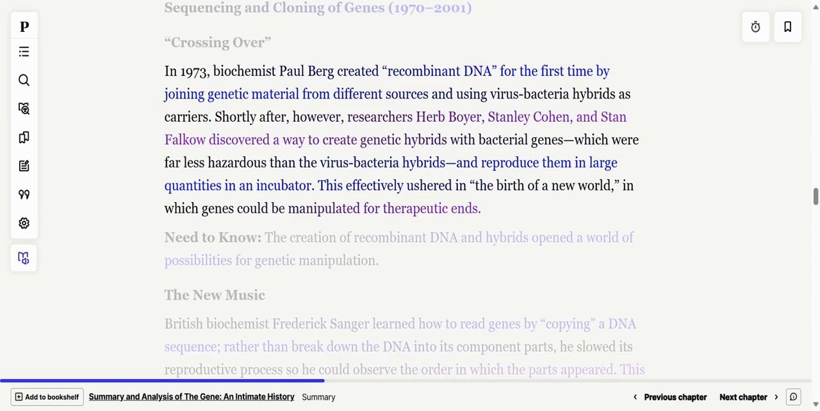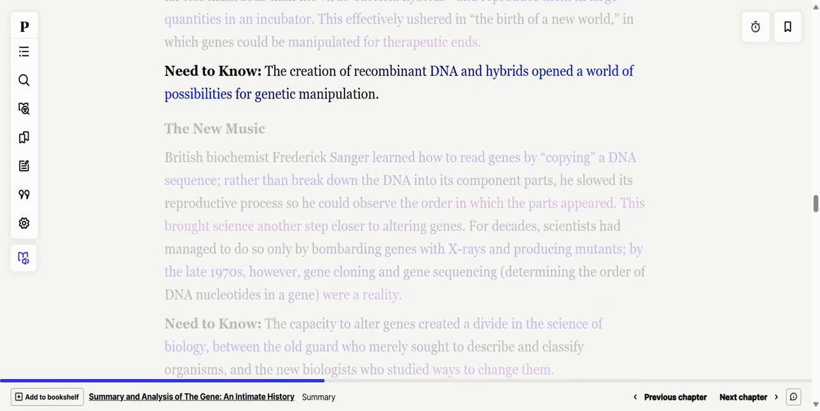The new music. British biochemist Frederick Sanger learned how to read genes by copying a DNA sequence. Rather than break down the DNA into its component parts, he slowed its reproductive process so he could observe the order in which the parts appeared. This brought science another step closer to altering genes.